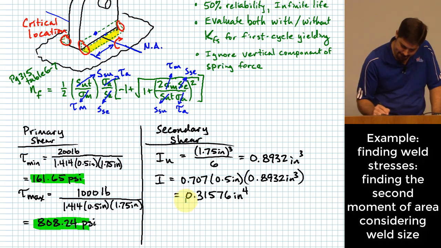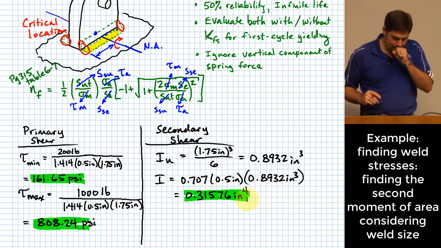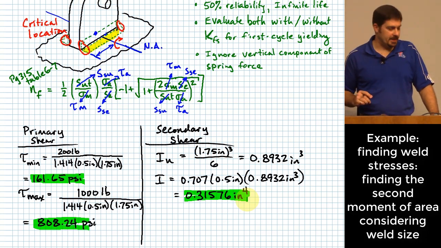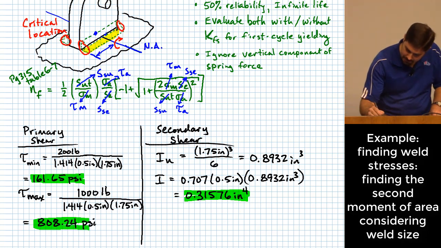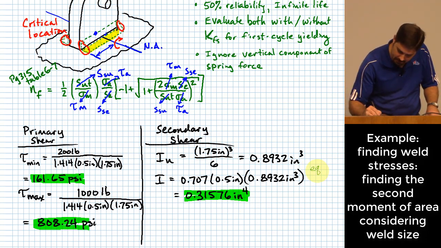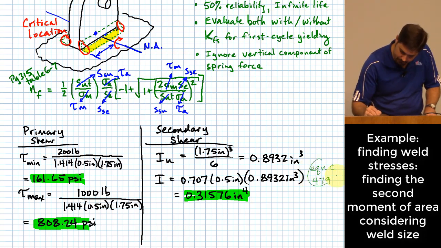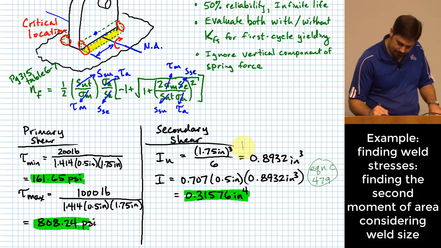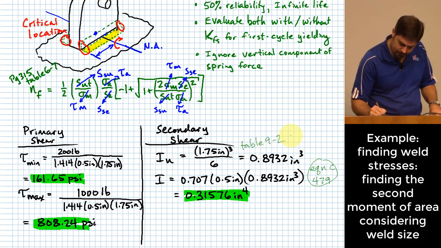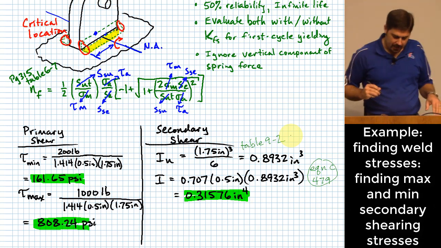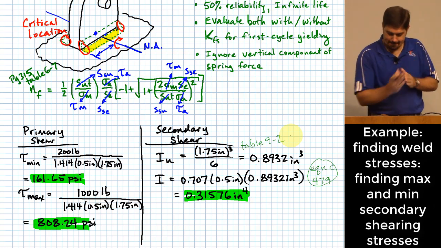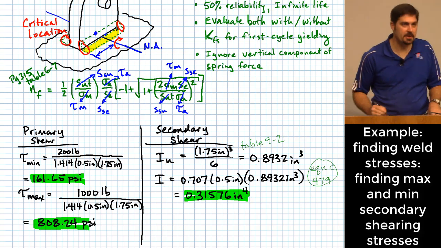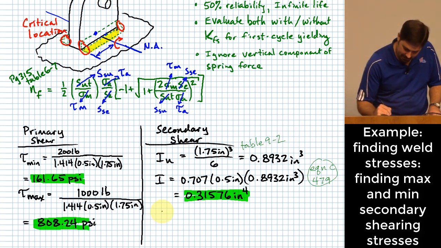Okay. All right, so that's one of the parameters that I'm going to need. I guess I'll put some labels up here. This is equation C on the previous page. All right, my I sub u equation came from table 9.2. Okay, so we've got those. Now what? The equation we're going for is Mc over I, correct?